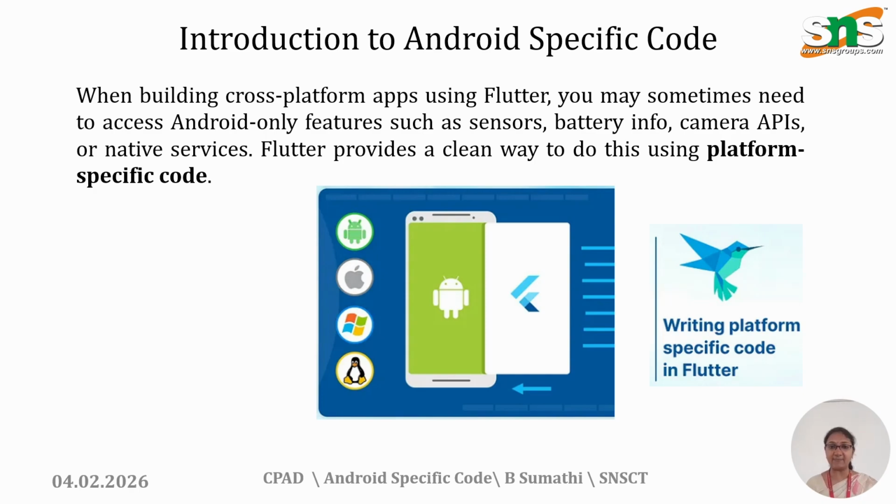This is called Android specific code. When building cross-platform apps using Flutter, you may sometimes need to access Android only features such as sensors, battery info, camera APIs or native services. Flutter provides a clean way to do this using platform specific code. For each and every platform, there are specific codes for things like the camera, GPS, and biometric system. If you are developing an application in Flutter that can run on any operating system, and you run it on Android, our application must satisfy these constraints. To meet these constraints, we go for Android specific code.